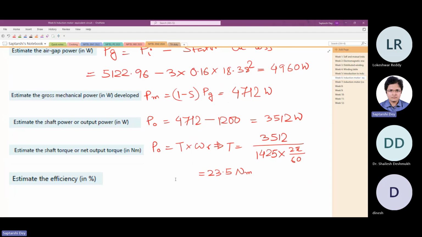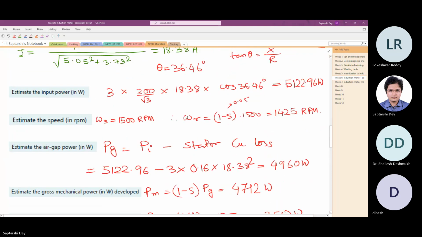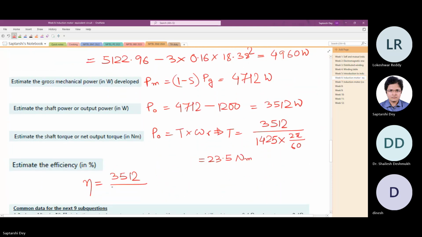And then finally efficiency. We have input power, we have output power. So it's output by input power. Point 5%.